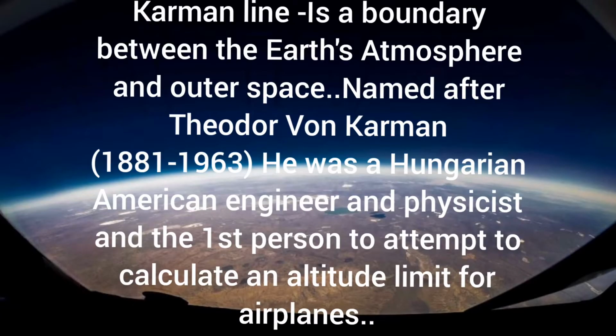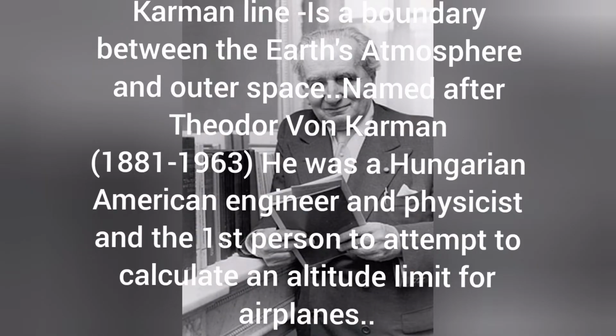The outer limit or the boundary between the earth's atmosphere and the outer space is called the Karman line, and this has been named after Theodor von Karman, who was basically a Hungarian American engineer and physicist, and he was the first person to attempt to calculate an altitude limit for airplanes.